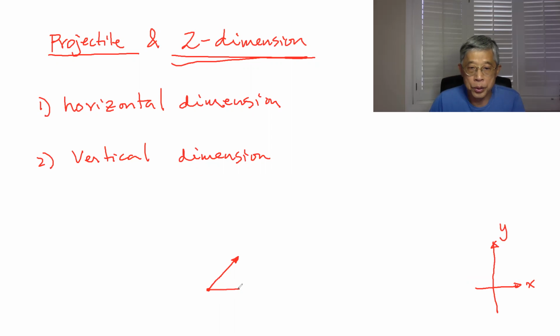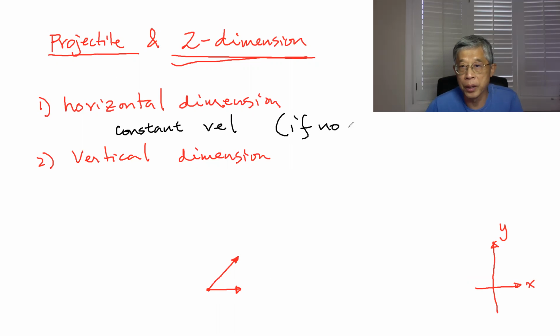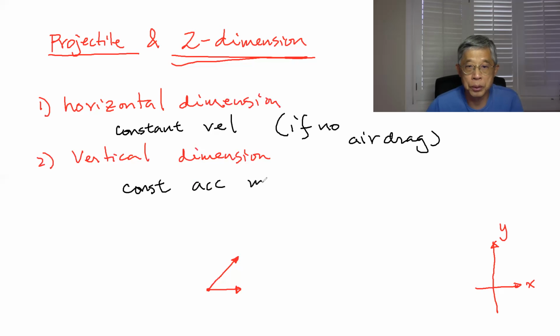So in the horizontal direction, you will see that it is a constant velocity motion, if there's no air resistance, if there's no air drag. The vertical dimension, on the other hand, is a constant acceleration motion. Also here we say no air drag.